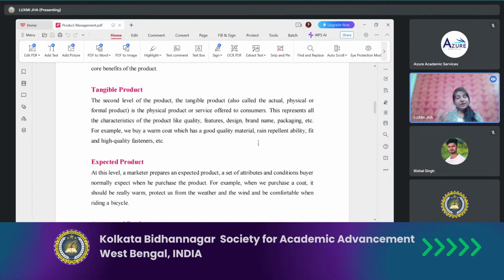So whenever we put the product in a tangible form so that it attracts the attention of consumers, that comes under the purview of the tangible product. Over here, quality, features, design, packaging, coloring, all of this comes under this category. We put all these factors into the product, and this is very useful, I must say, because it grabs the attention of the consumers.